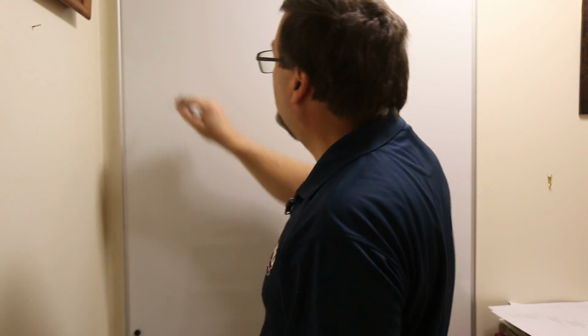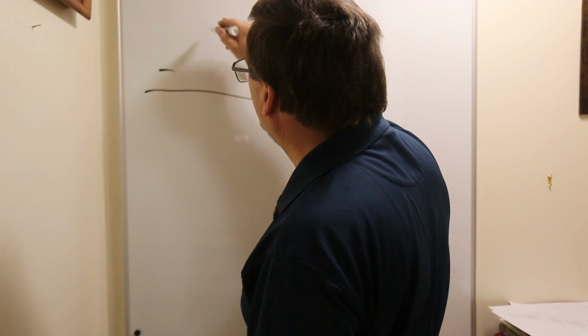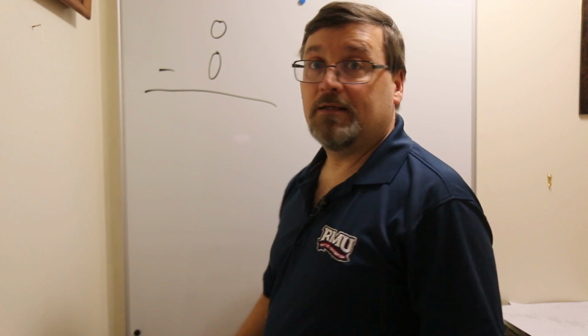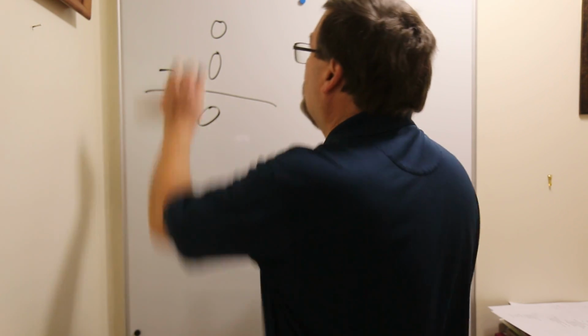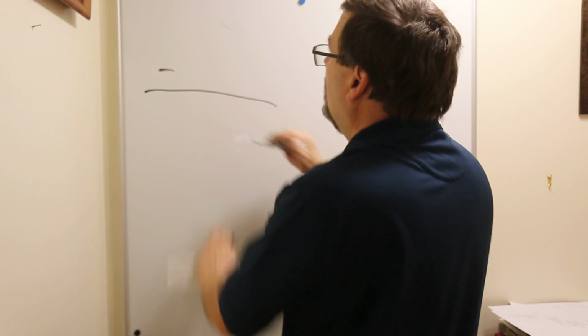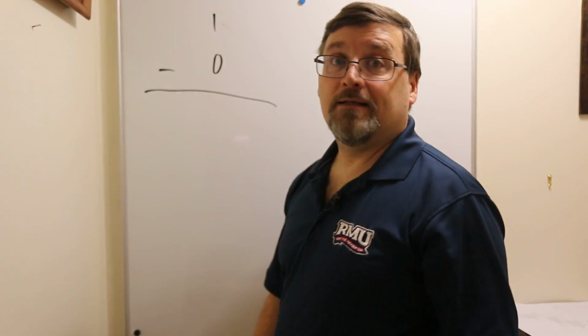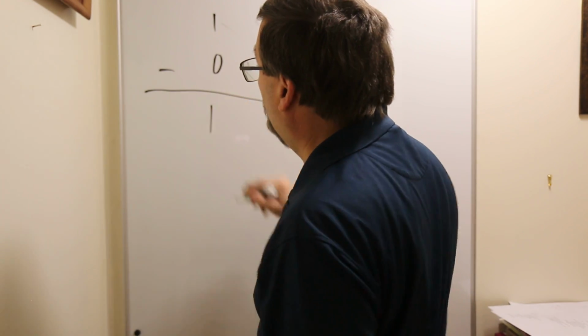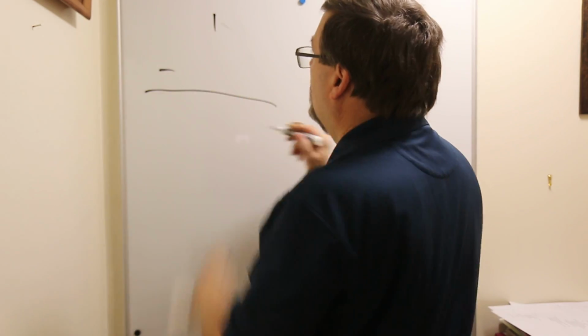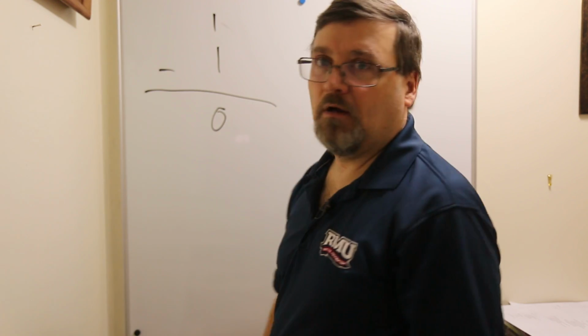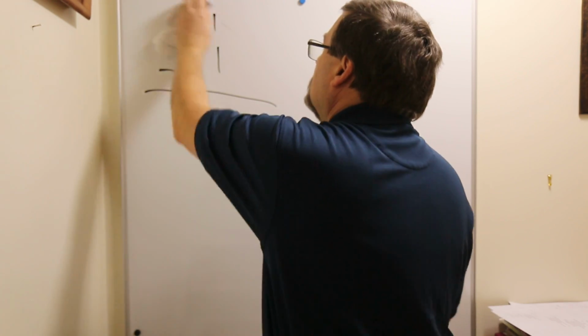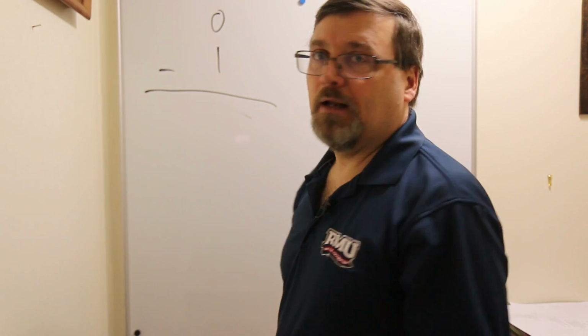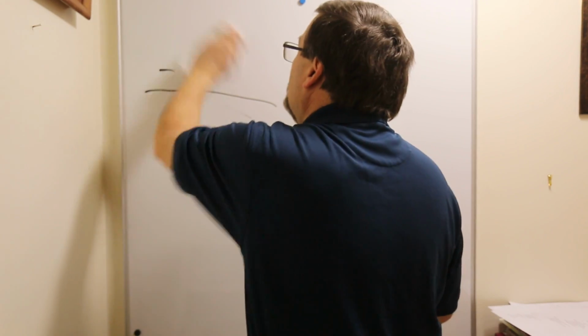So let's look at binary subtraction. The easy one, 0 minus 0 is 0. 1 minus 0 is 1. 1 minus 1 is 0. And of course, the hard one, 0 minus 1, and we need to borrow. So how do we borrow in binary?